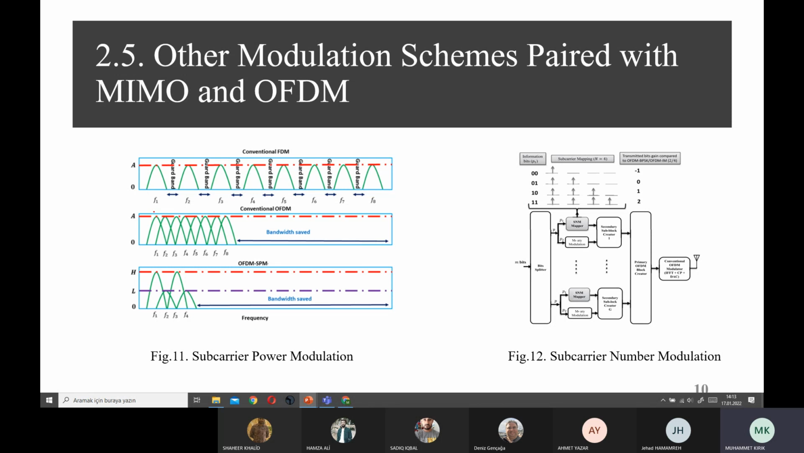And similarly, we have the subcarrier power modulation. This is similar. We are trying to add a third dimension, but in this case, our third dimension is not the indices of the subcarriers, but the powers of the subcarriers. And in figure 12, we have the subcarrier number modulation. It is also similar. We are trying to add a third dimension, but in this case, our third dimension is the number of active subcarriers that we are transmitting our data. So by exploiting the number of the active subcarriers, we are transmitting more data bits and improving our bit error rate performances.